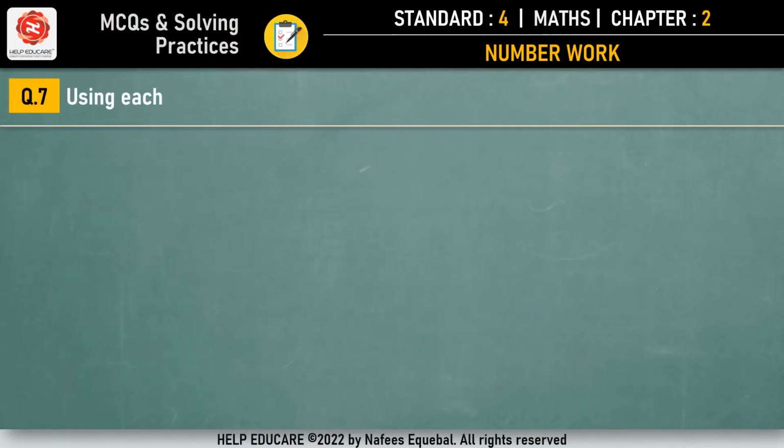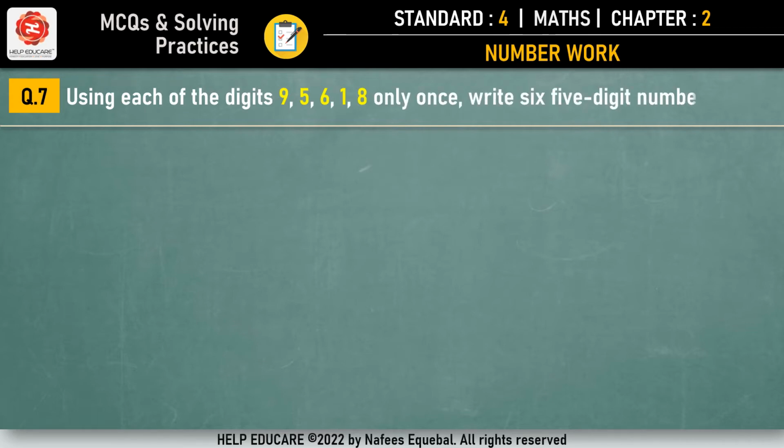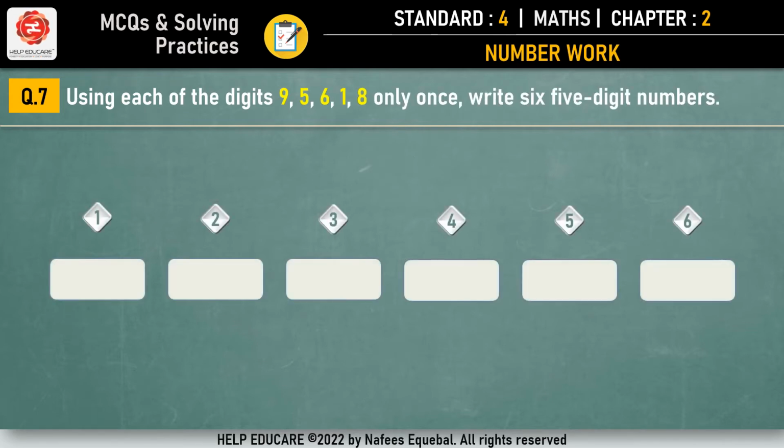Question number 7. Using each of the digits 9, 5, 6, 1, 8 only once, write 6 5-digit numbers. Answer will be displayed in 10 seconds.